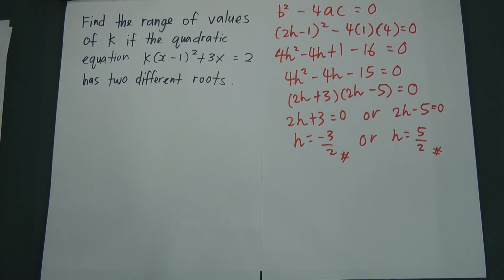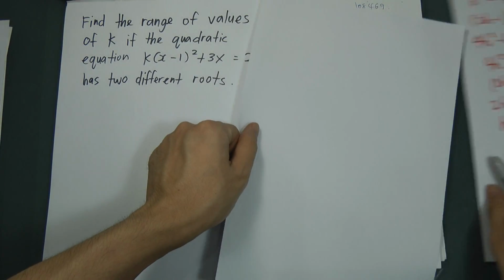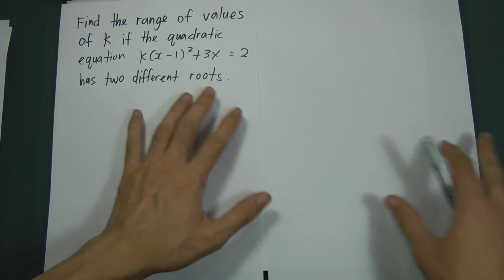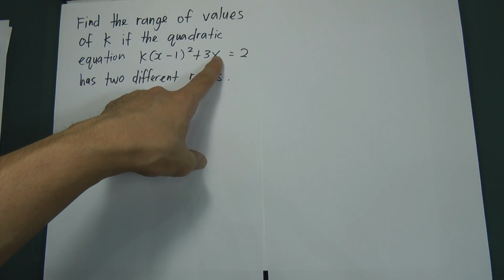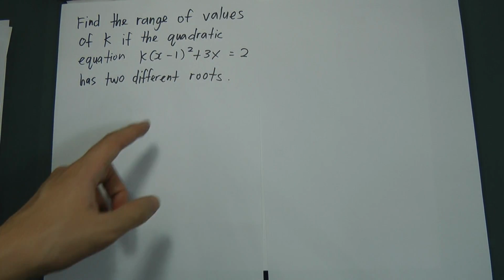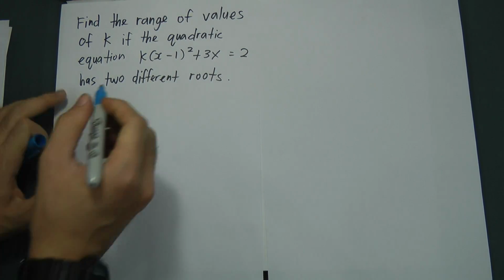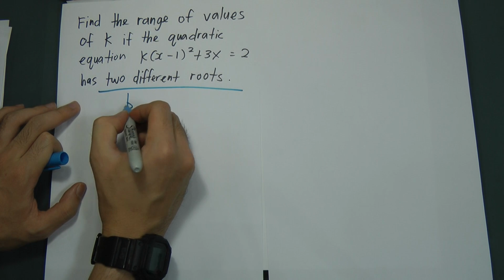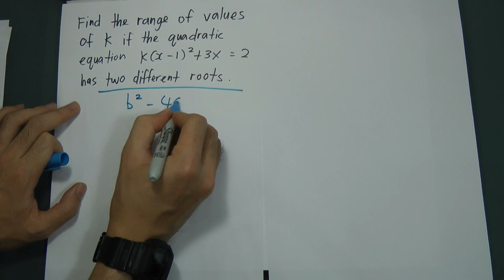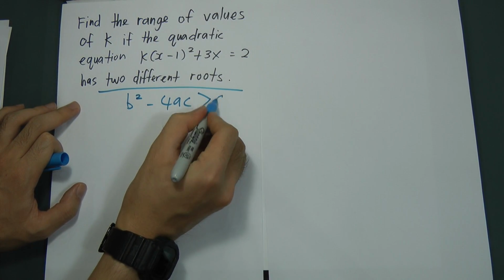Okay, you will see some hint. Find the range of values of k if the quadratic equation k(x minus 1) squared plus 3x equal to 2 has two different roots. So the key point over here is two different roots. The first thing that comes into your mind is b squared minus 4ac must be bigger than 0.